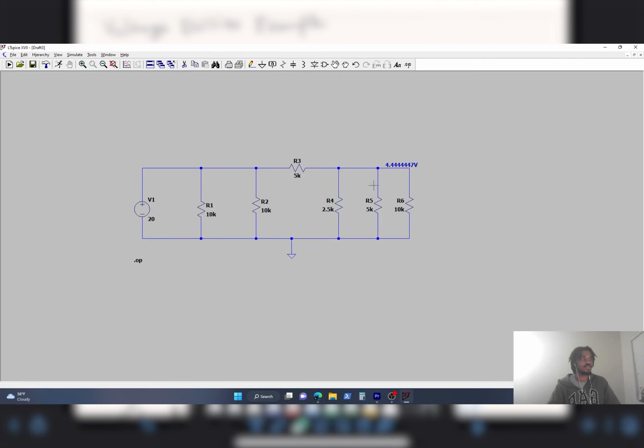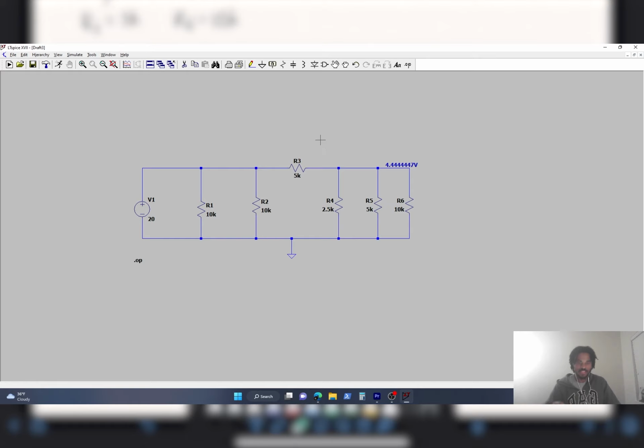So it's giving us 4.44 volts, which is very close to what we got by hand. We got 4.42, LT Spice giving us 4.44. So the only discrepancy could be the rounding and the simplifying of the parallel resistors. So yep, that's how we do that problem.